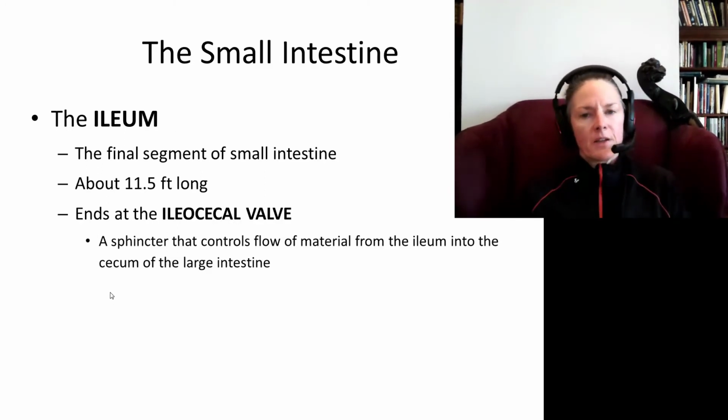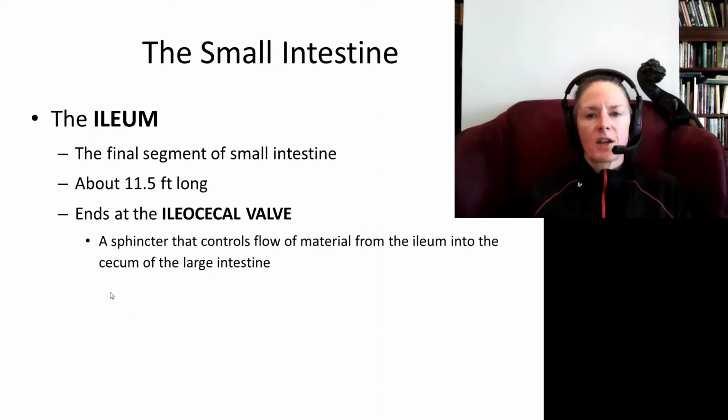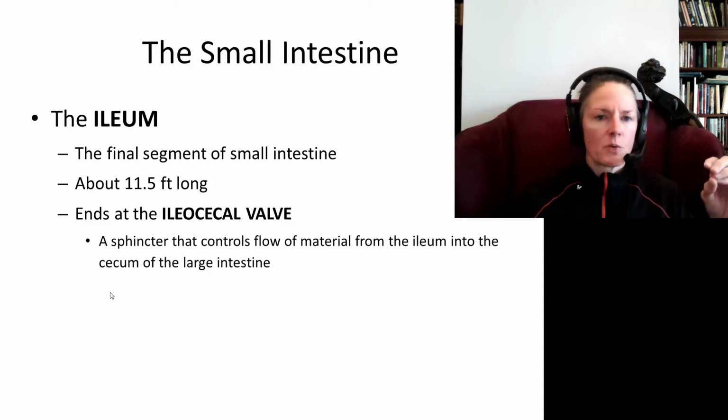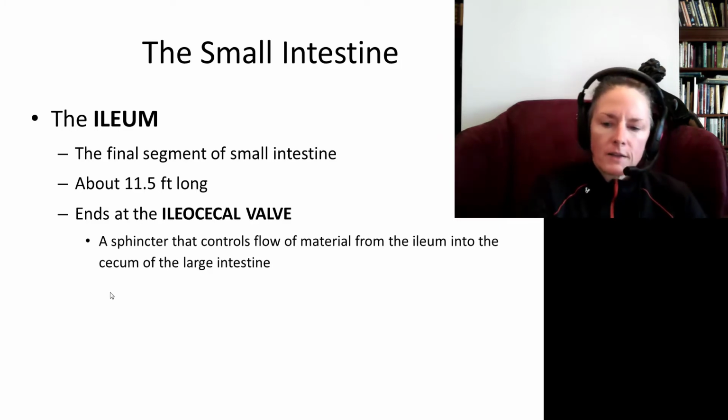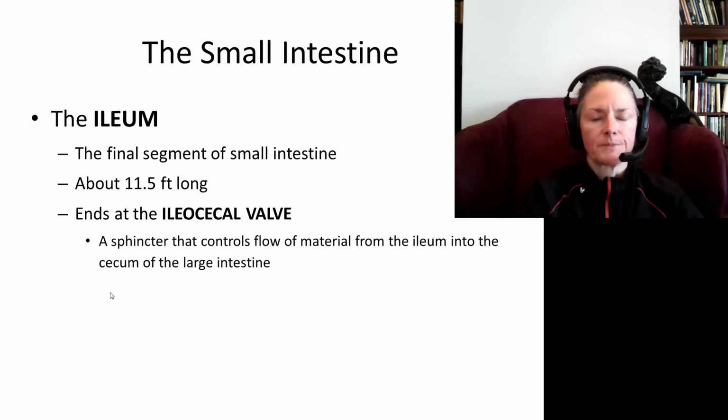The ileum is going to be the last and longest segment of the small intestine, and it's going to end at this area called the ileocecal valve. If you recall from previous discussions, the ileum is going to empty into the first part of the large intestine called the cecum, and it's going to have a little sphincter there that is going to allow for the contents of the ileum to move into the first part of the large intestine.